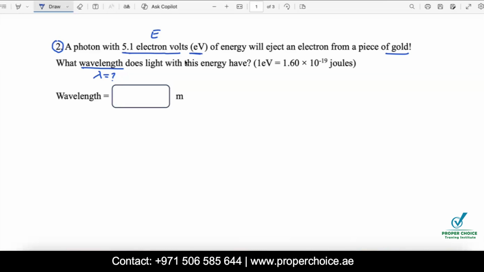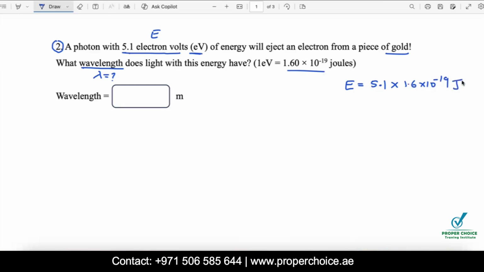energy delivered by a photon is very small, so that's why it is generally measured in electron volt. But before using it in the formula, you should convert energy into joules, because Planck's constant is given in joules. So how do you convert energy into joules? You should multiply the electron volt value, that is 5.1, with the value 1.6 into 10 to the power negative 19. So this will be converted into joule.